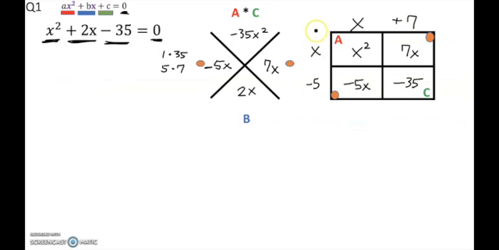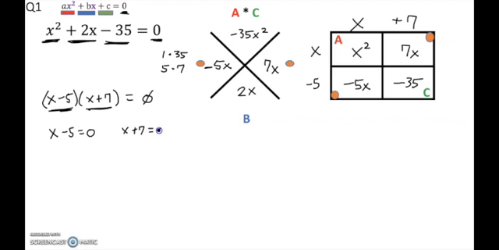Now that we have this entire left side of our equation factored out, we can write it out like so. X minus 5 times x plus 7 is equal to 0. So we basically factored this entire left side down to this. Now, using the zero product property, we know that any term multiplied by 0 is equal to 0. So we know that this term can equal 0, or this term can equal 0. We can write it like so. X minus 5 is equal to 0, as well as x plus 7 is equal to 0.